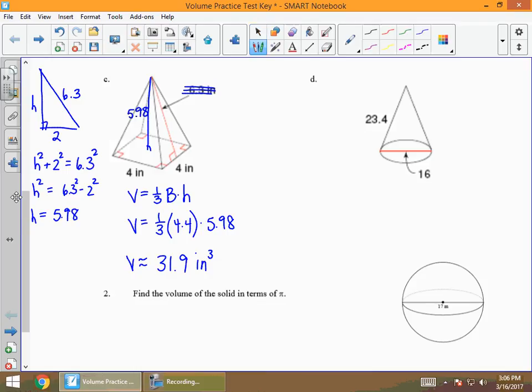For part D, same kind of thing here. This diameter is 16, which means I have a radius of 8, and I need to find this height. And you can see my right triangle. So h squared plus 8 squared equals 23.4 squared. So 23.4 squared minus 8 squared, and then I square root it, and I find this height to be 21.99.